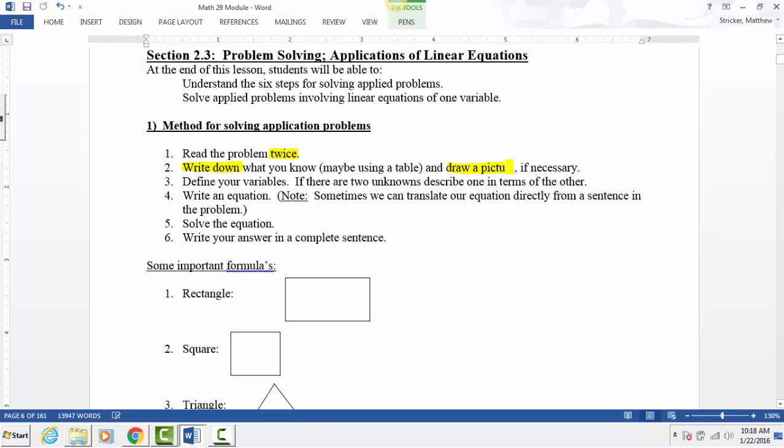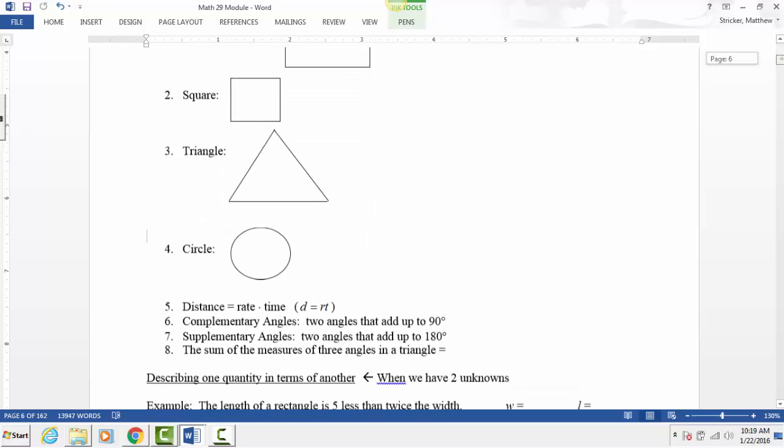And then, since we're going to want to solve for something, you're going to need to define some variables. You've got to know what it is that you're solving for. After that, you're going to want to write an equation which relates the variables and the information into some sort of equation that you can solve. And then step 5, of course, solve that equation. And then lastly, write your answer down in a complete sentence.